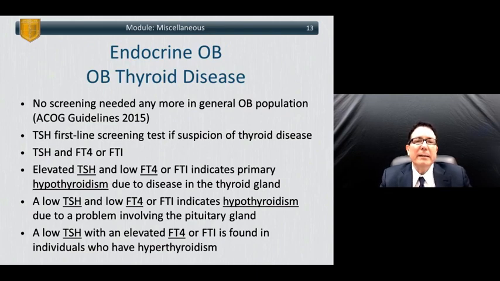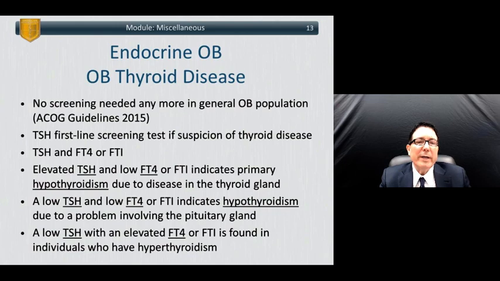Endocrine OB patient: the pregnant patient with thyroid disease. According to the American College of Obstetrics and Gynecologists guidelines, the most recent guidelines from 2015, it is believed that no screening is needed any more than in the general OB population. The thyroid stimulating hormone, TSH, is the first-line screening test if there is suspicion of thyroid disease.